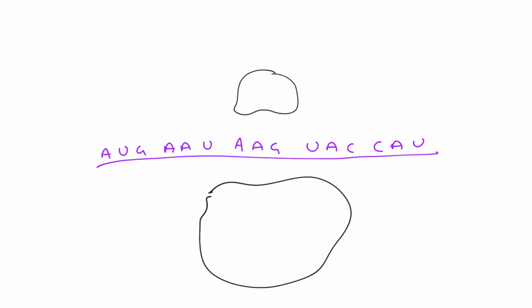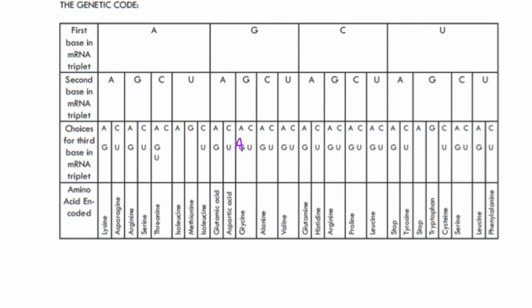In order to understand that, we need to have a look at the genetic code table. So let's take a look here. The code is really simple. If the first base in the mRNA triplet is A, and the second base is A, and the third base is A, we get lysine. So AAA gives you the amino acid lysine. But then look, so does AAG. That also gives you lysine.